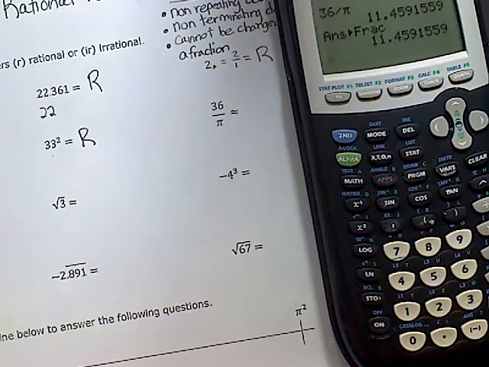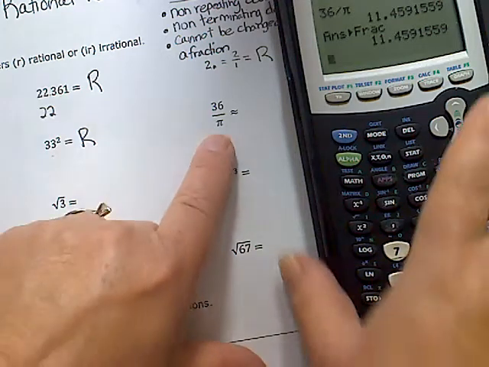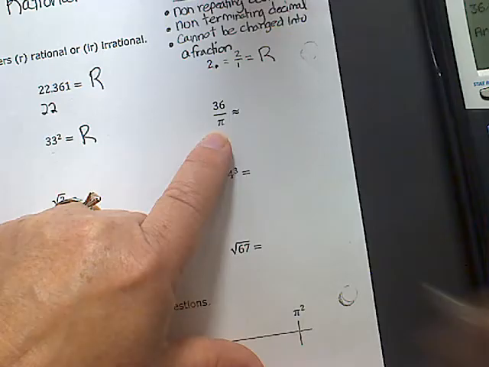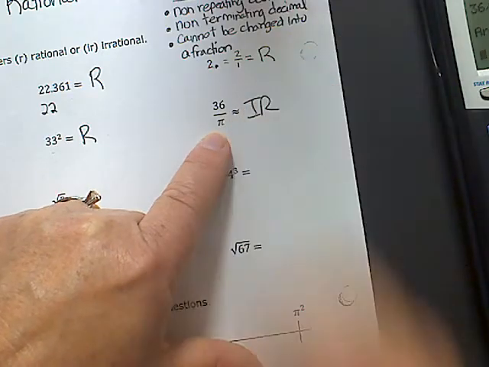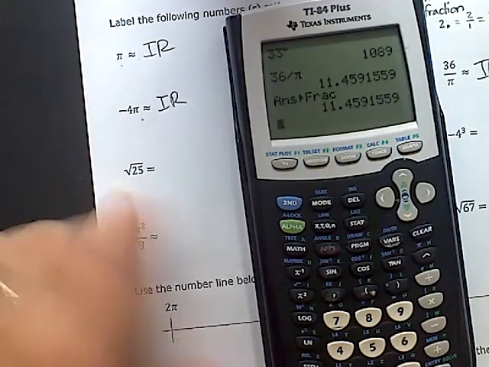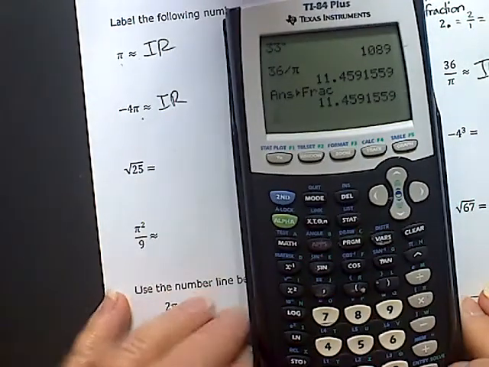Oh, it won't change it to a fraction. Therefore, it has to be, I hope you wrote IR for irrational. Okay? Square root of 25. We're getting some help at reminding us how to put these in.